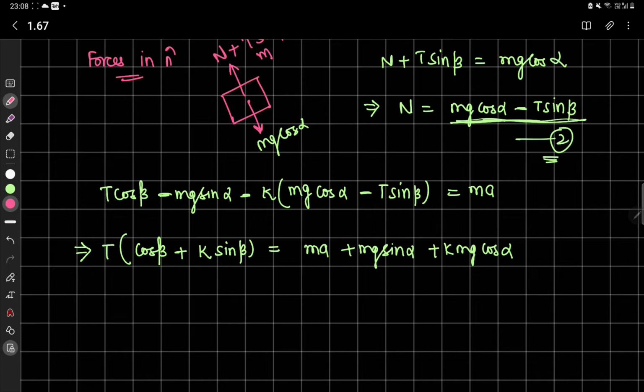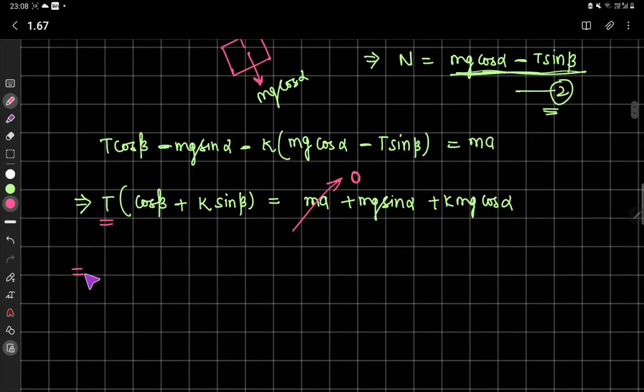Now if we want to find the minimum value of tension, we will make this acceleration 0, and from here we get the tension force equal to (mg sin alpha plus k times mg cos alpha) divided by (cos beta plus k times sin beta).